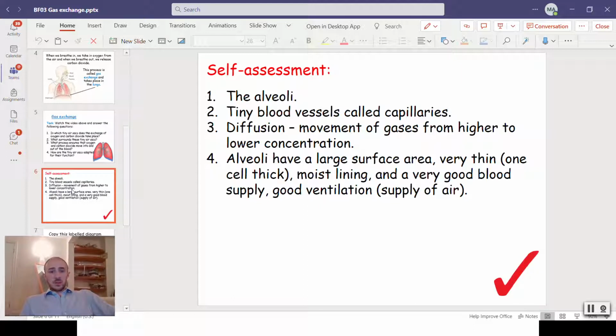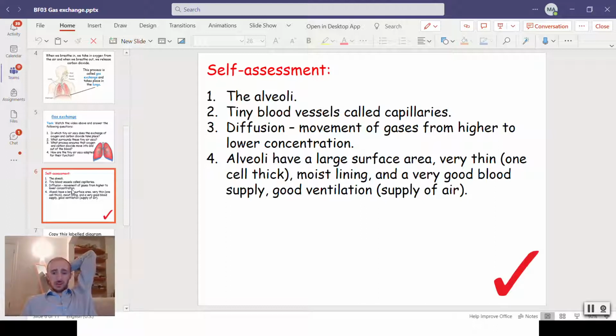Right, self-assessment. Number 1, the alveoli. That's what they're called. Your answer should not just say the alveoli, it should say the tiny air sacs in the lungs where this happens are the alveoli. Tiny blood vessels called capillaries are what surrounds them. Diffusion is the process by which gases move.